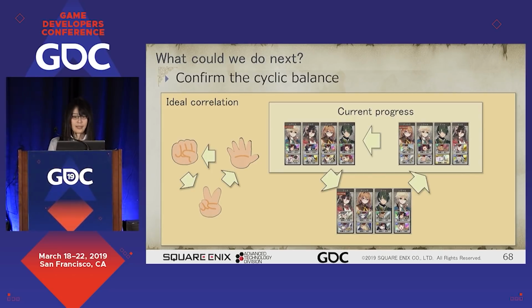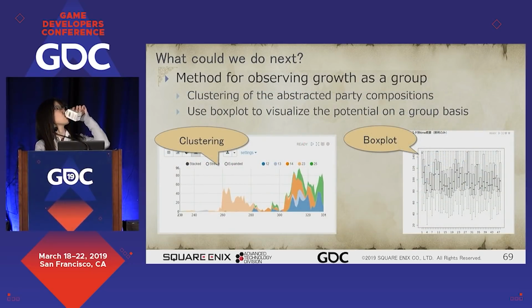We can already let the AI-made parties fight each other, but we will need new data analysis and data visualization tools to confirm the cyclic balance. Also, it would be good to propose party compositions to players using the result of the data analysis. Of course, there are still many possibilities in the current system. We will continue to improve it.